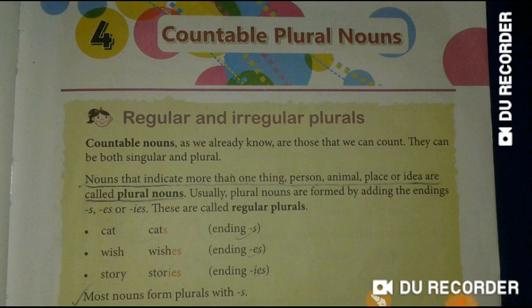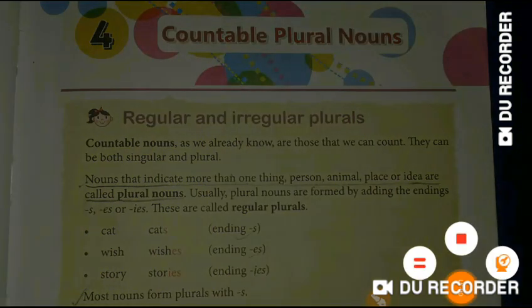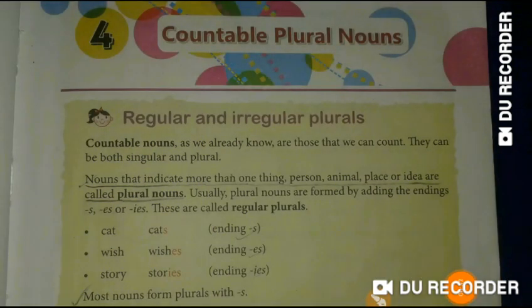As you know, nouns can be countable or uncountable. Nouns that can be counted are called countable nouns. Now, a countable noun can be singular or plural. If it refers to one person, place, animal, or thing, then it is called a singular countable noun. If it refers to more than one person, animal, place, or thing, then it is called a plural countable noun.